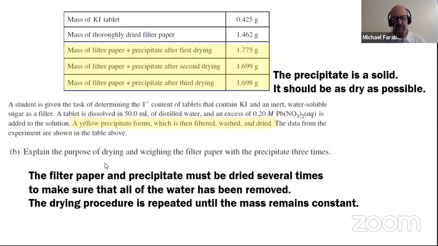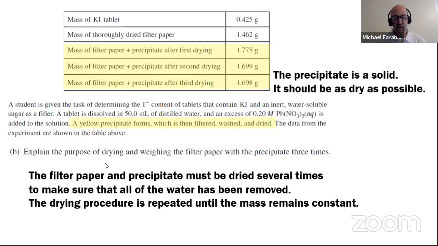So the filter paper and the precipitate must be dried several times to make sure that all the water has been removed. And as you can see, between the second and the third drying, the procedure is repeated until eventually the mass remains essentially constant.